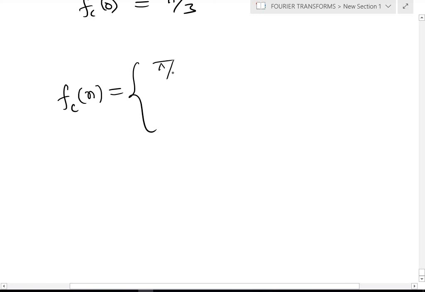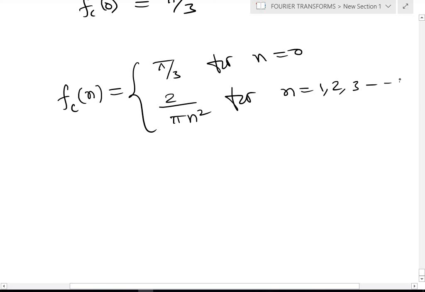This will be equal to pi by 3 for n is equal to 0. And this will be equal to 2 by pi n square for n is equal to 1, 2, 3 and so on. And be careful when you are solving for n is equal to 0. Even in the previous sum also you can do it in a similar manner.